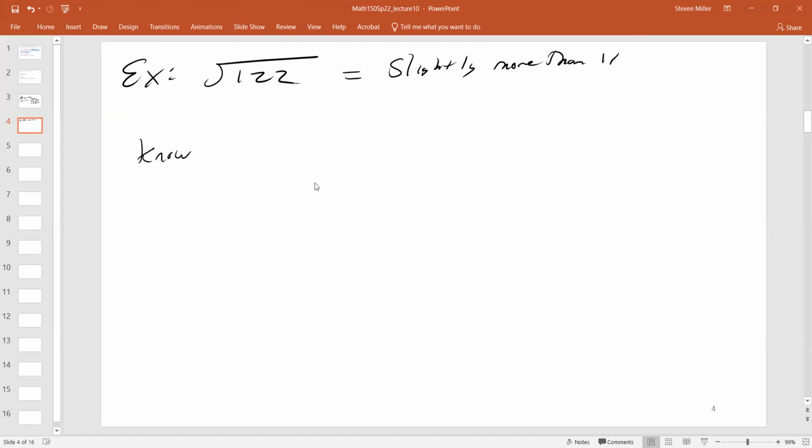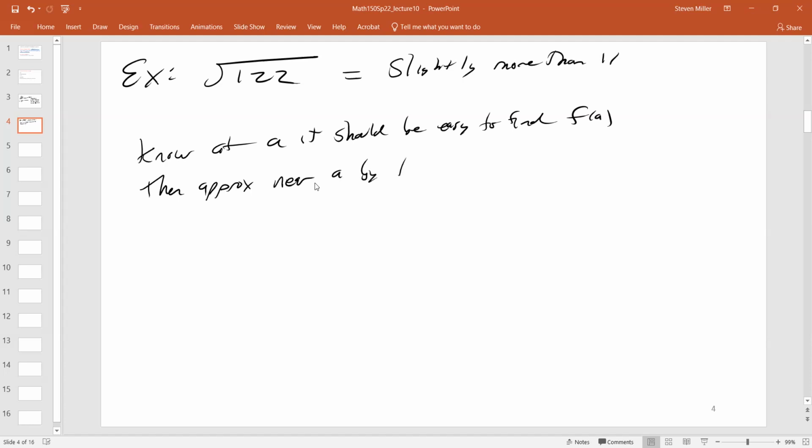I know at a, it should be easy to find f of a, and approximate near a by the tangent line. So what do you think the function might be? f of x is, so we could try f of x equals the square root of x. So if f of x is the square root of x, what is a going to be? So you take a to be 122.